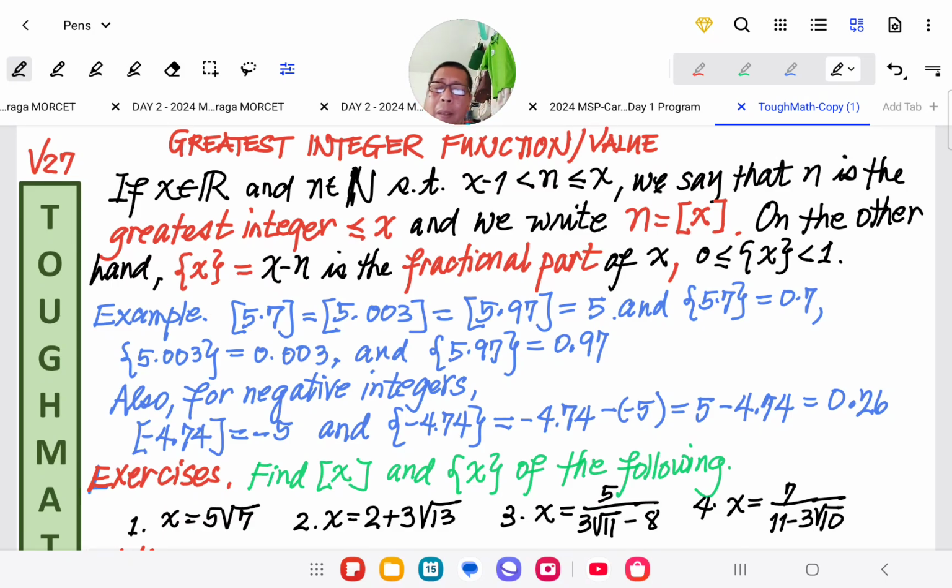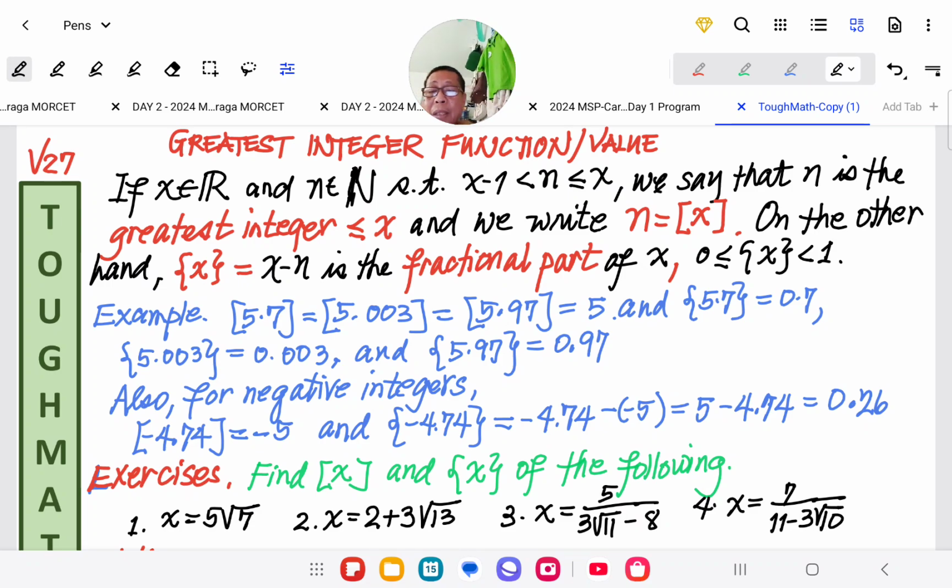For example, the greatest integer value of 5.7, the greatest integer value of 5.003, and the greatest integer value of 5.97, they are distinct numbers, but their greatest integer value is the same, 5. But they have different fractional parts. The fractional part of 5.7 is 0.7. The fractional part of 5.003 is 0.003. And the fractional part of 5.97 is equal to 0.97.